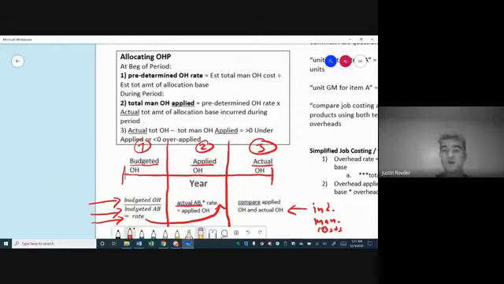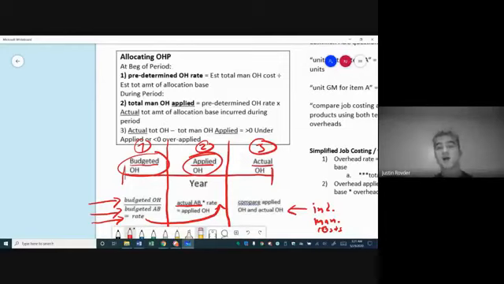So you're going to find this actual overhead and you're going to compare it with the applied overhead that you found in step 2. Make sure to not compare it with the estimated or budgeted overhead. It's very important, and we'll explain in the future. So all you're going to do is compare them.